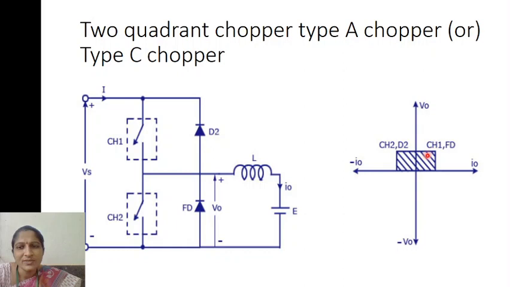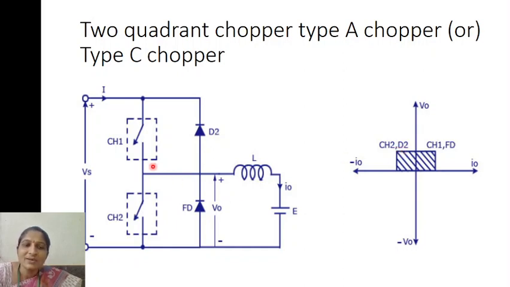So if you want to operate in the first quadrant, what is required is CH1 and the freewheeling diode. That means current flows through CH1, and when CH1 is off, the freewheeling diode passes the current in this direction. That means it freewheels through this circuit. Whereas when CH2 is on, the current flows in this direction, from D2 to CH2 and the negative supply. So that means it operates in the second quadrant. In the second quadrant, the switches operating are CH2 and diode D2.